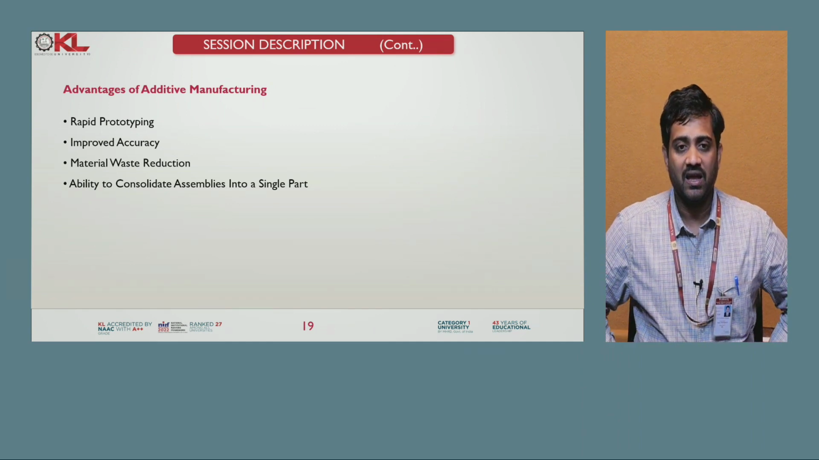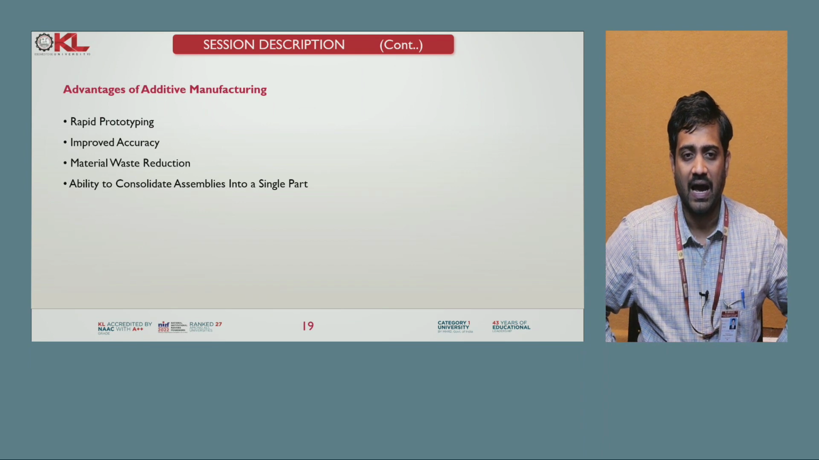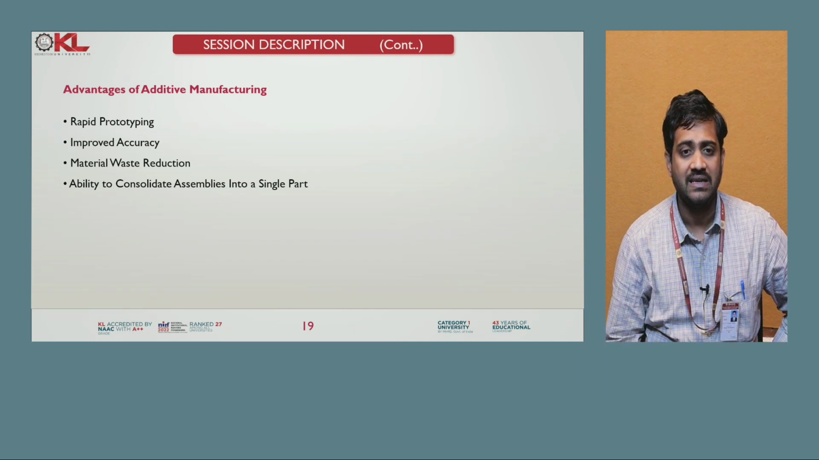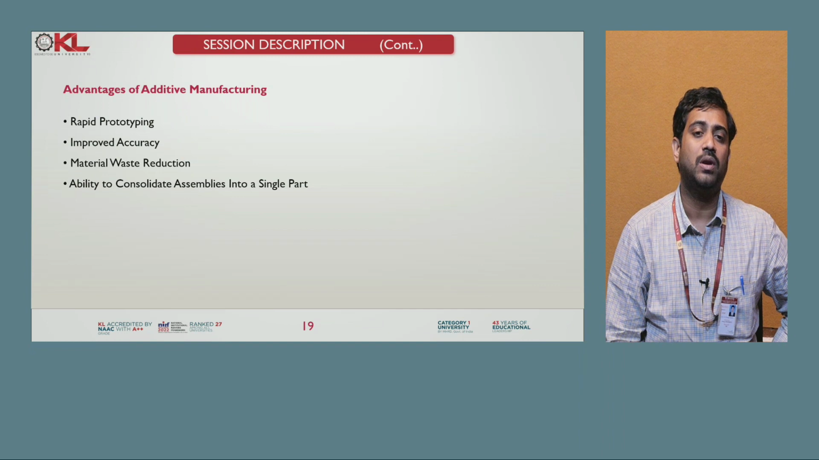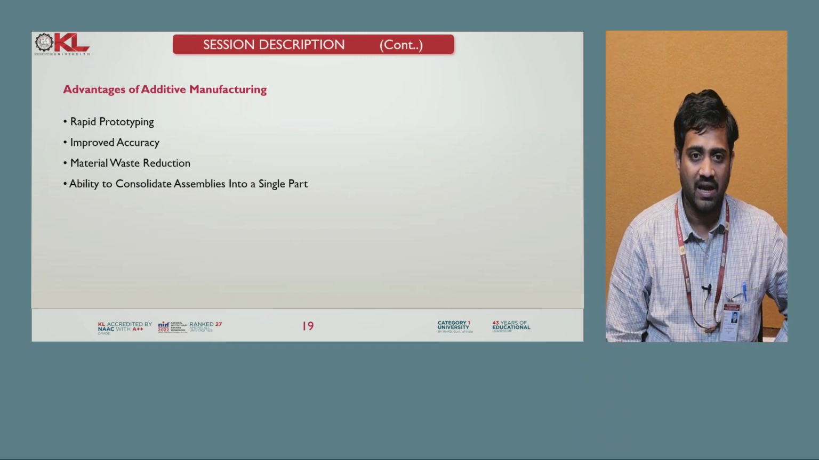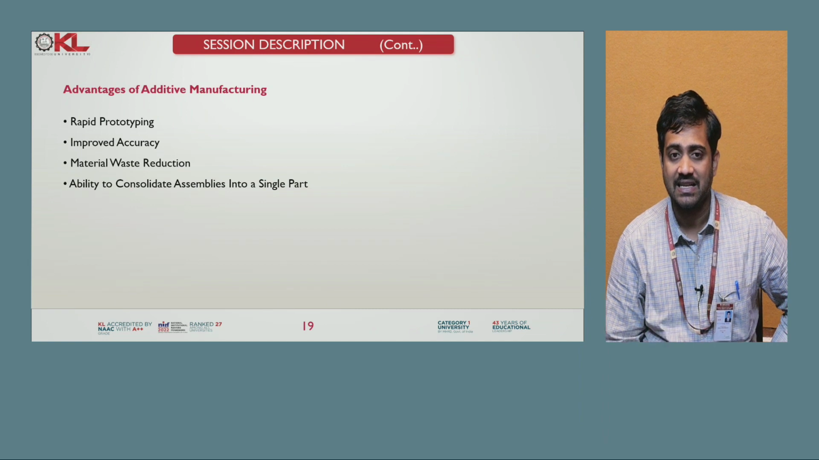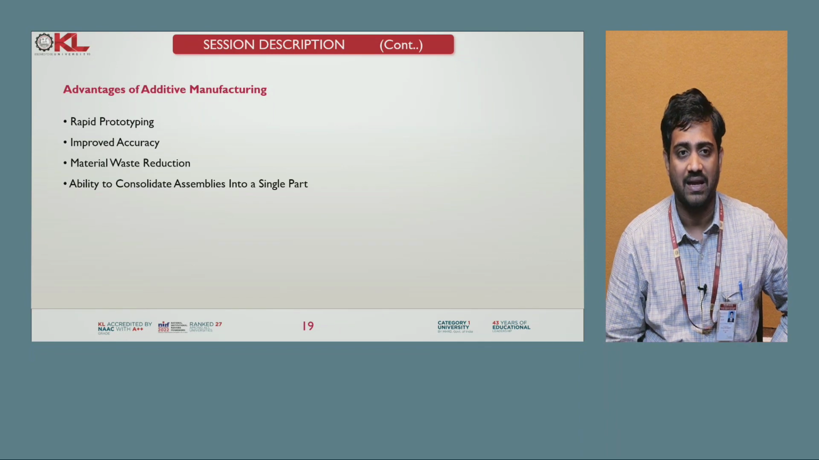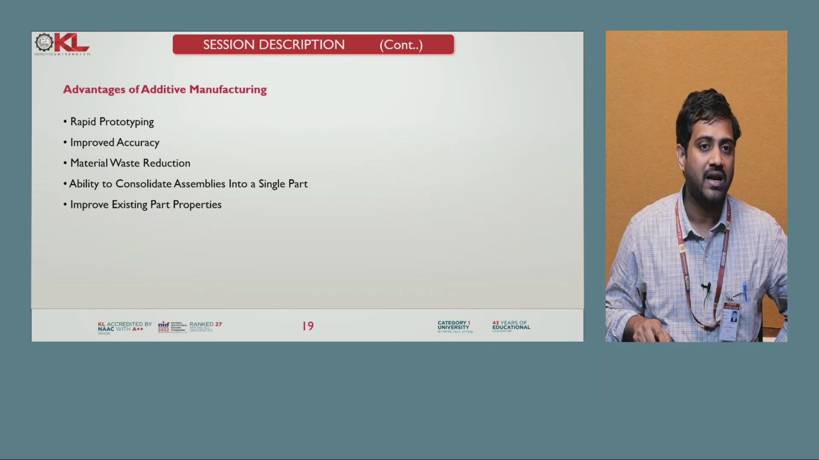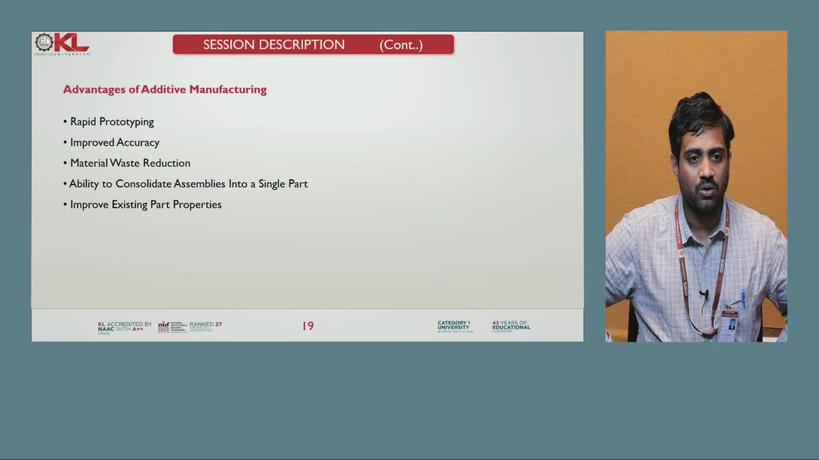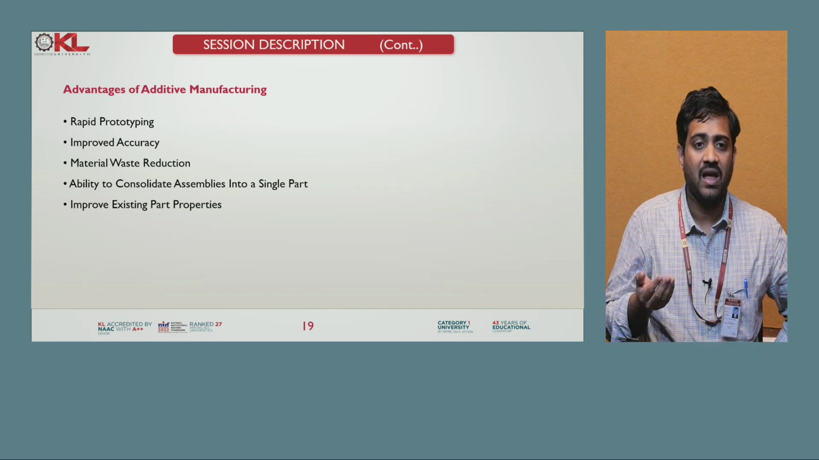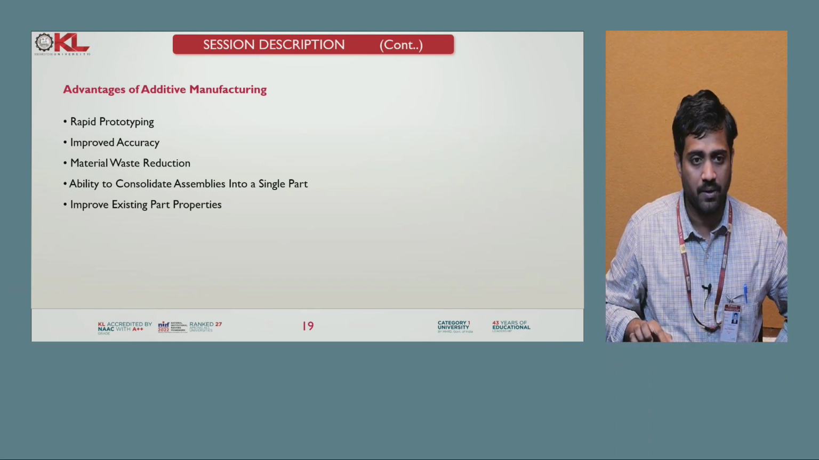Generally in a part, sometimes different assemblies, a combination of 2 to 3 parts, are also available. But if you want to print the entire assembly as a single part, yes, it is possible only with the additive manufacturing concept. There, by loading the entire assembly as a single geometry, that machine will print that assembly as a single part. That ability also exists with additive manufacturing technology. And also this can improve the existing part properties. By minimizing all the errors, definitely the part properties are going to be improved.